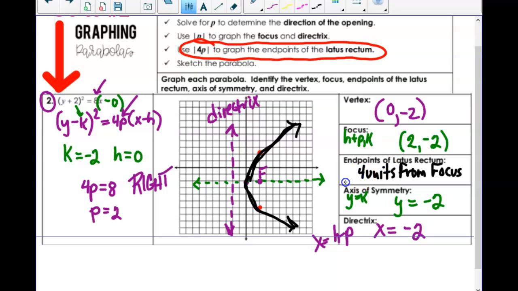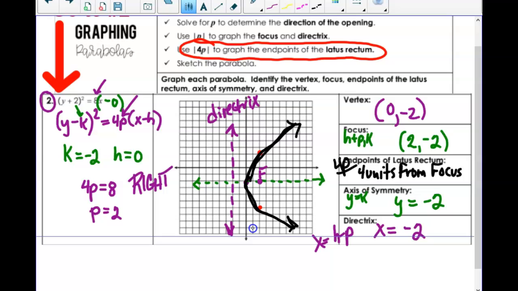I'm not gonna ask you about the endpoints of the latus rectum. It's the total distance or length is 4p, which was 8, so it was 4 either way, and it's in line with the focus. I will never ask you where the endpoints were. And sometimes it's just not even very helpful.